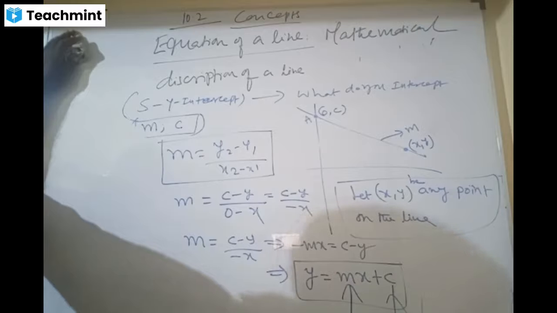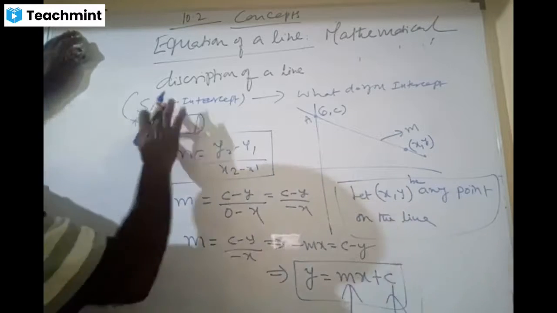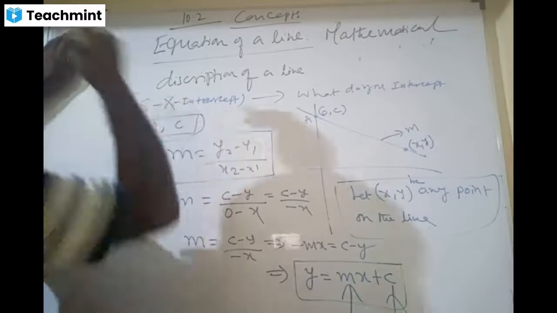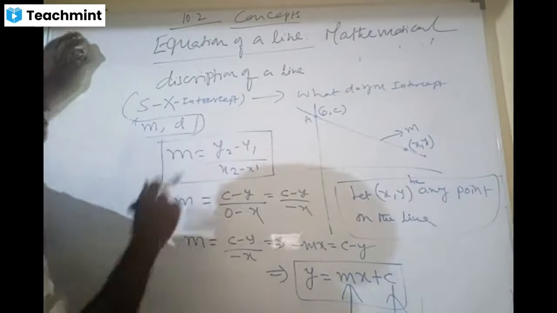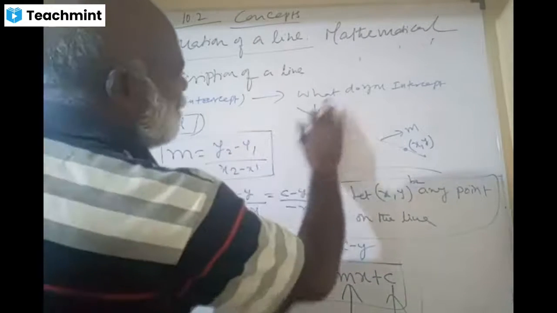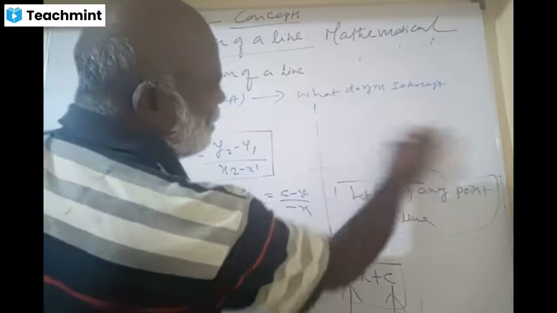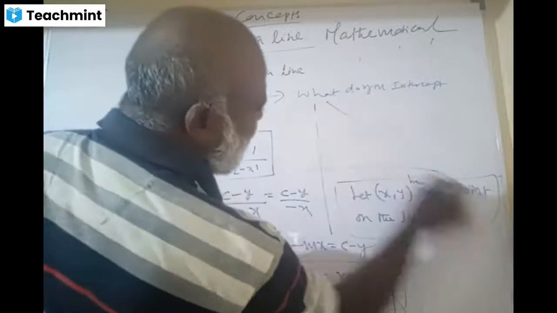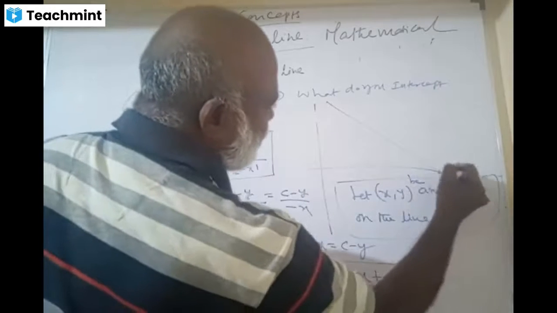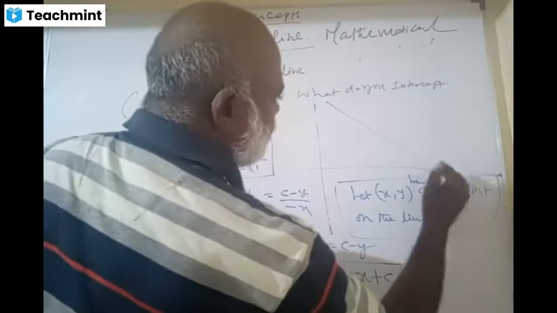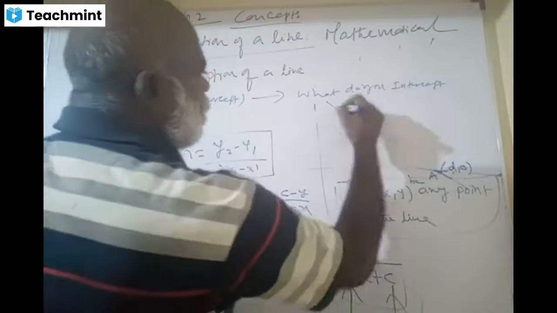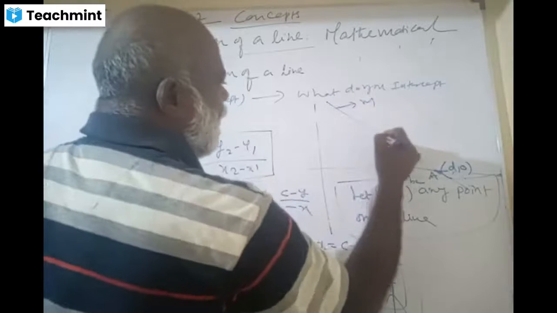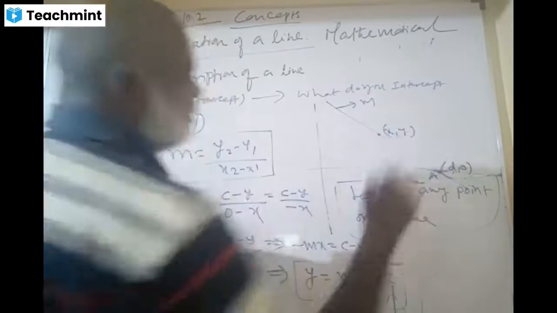Shall I go for the next one? Yes, sir. Slope and x-intercept form: instead of y-intercept, you take x-intercept. Let us call c as d. The y-intercept is not given now. The line is cutting the x-axis at d, this is called d, 0. Slope is given, m. And let us take a general point called xy.